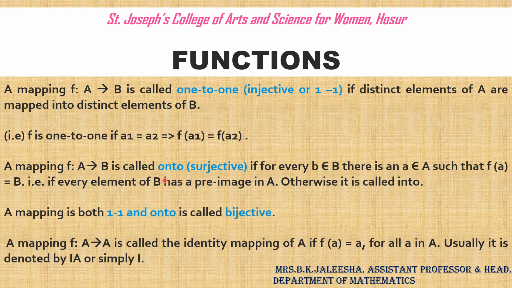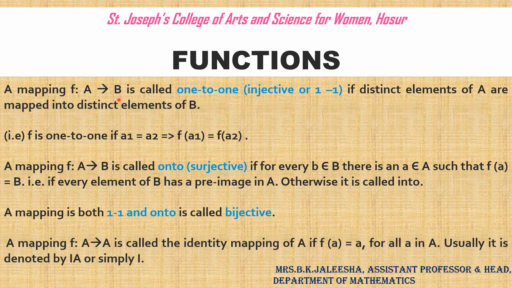Next type is onto. A function f from A to B is called onto, otherwise called surjective, if for every element b in the set capital B, there is an element a in capital A such that f of a will be equal to b. That is, in one-to-one and in the normal mapping form, we say an element from A should map to an element in B.